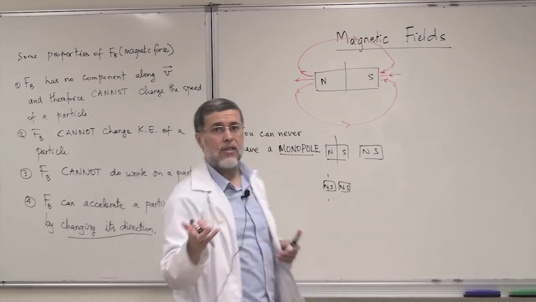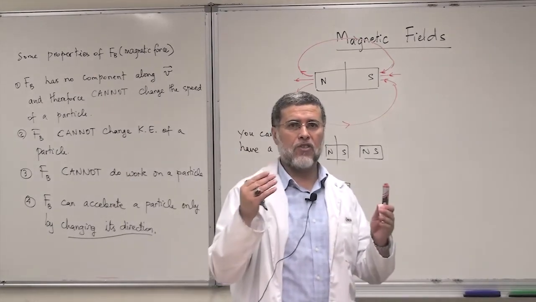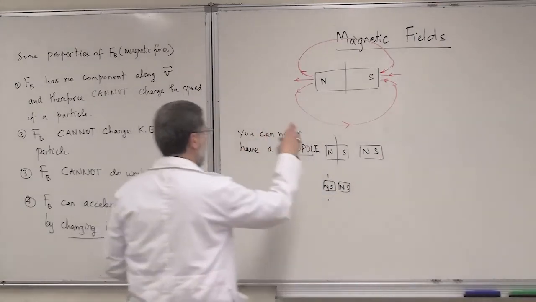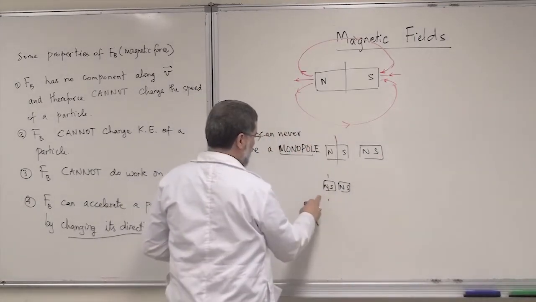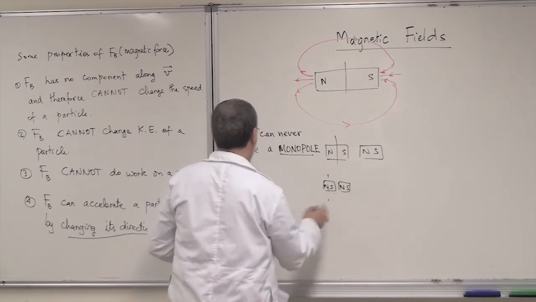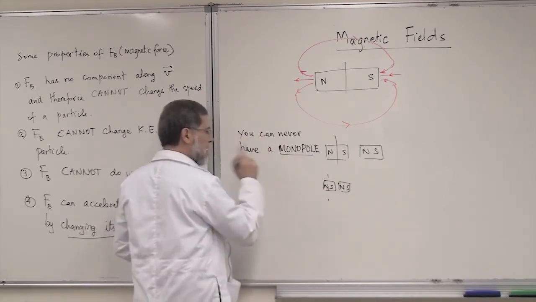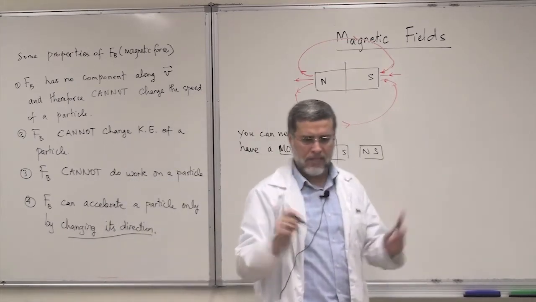Not like electric charges. Electric charges, you can have a positive and negative, and you can separate them, but in magnets you always have north and south. You can never have a monopole. We always have a dipole, which is north and south.